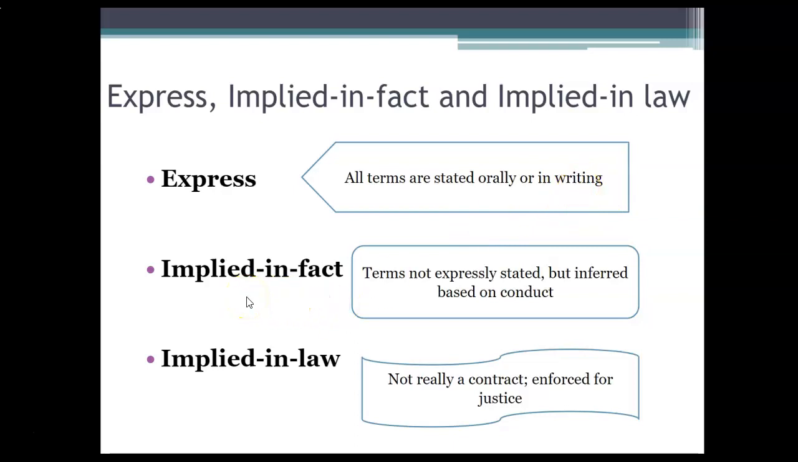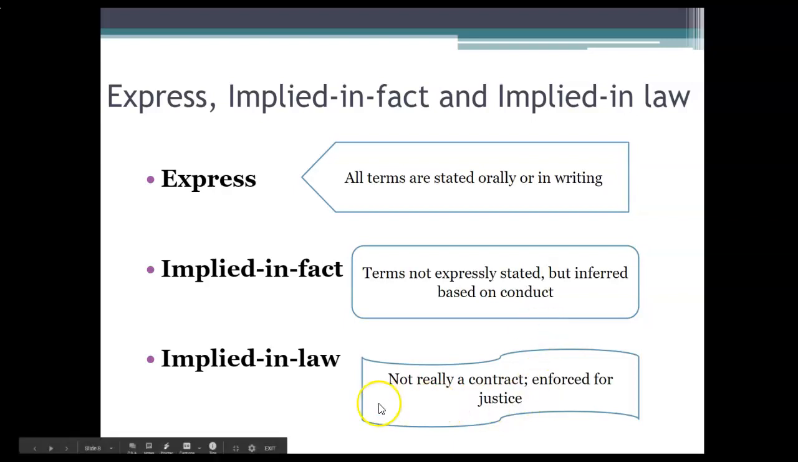And implied in fact are contracts that are inferred based on your conduct. So it's just what you do. For instance, if you go sit down at a restaurant to eat, you don't say, I'm going to pay you $12.94 for this, plus a 10% tip. You don't have that conversation, but the fact that you're sitting down at the restaurant ordering off of the menu assumes that you're going to pay for the food before you walk out the door. So that's an implied in fact contract because we're not actually going through and stating terms of the contract, but your conduct is going to make that happen.